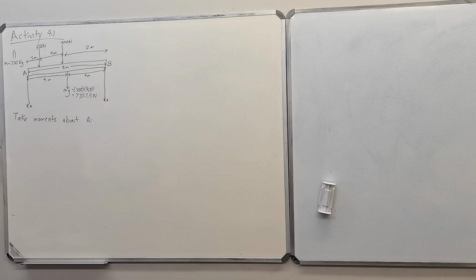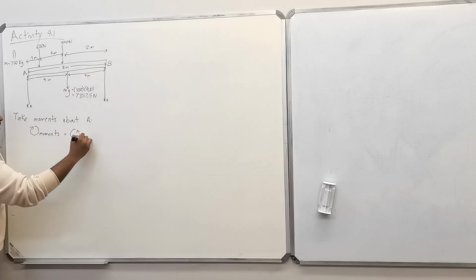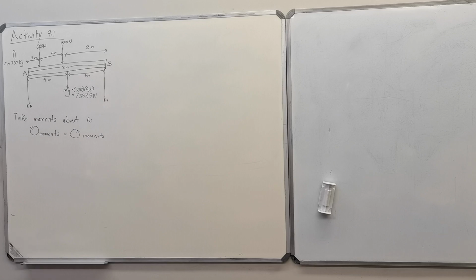So after that, what you need to say first after you write this? Clockwise moments is equal to anti-clockwise moments. So now we're looking at A and we're looking at clockwise moments. If you're looking at A, what would cause the other end to move in a clockwise motion? Would it be an upwards force or a downwards force? Downwards forces, right? Good.